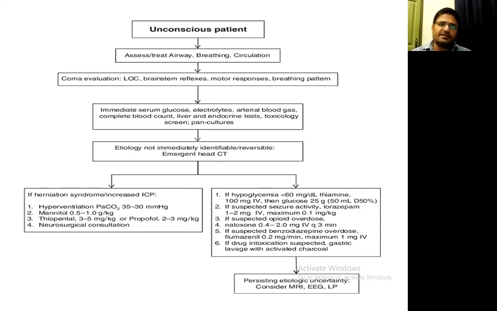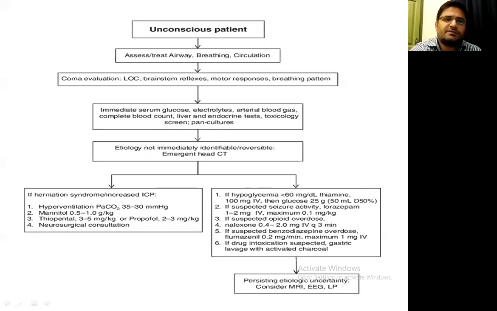If hypoglycemia is there, less than 60 milligram per deciliter, go for thiamine because usually patients have intoxication or low nutrition status. First replace thiamine before going to glucose, because if you give glucose without replacing thiamine, then neurological condition usually worsens. So this is a message for you people. First go thiamine and then glucose, 50 ml of 50% dextrose, 25 gram.